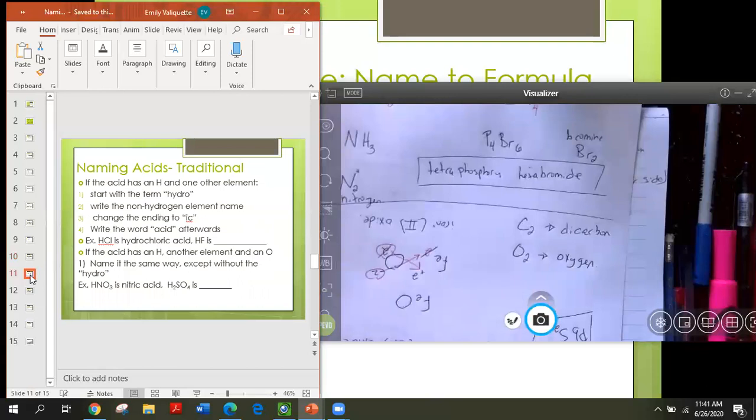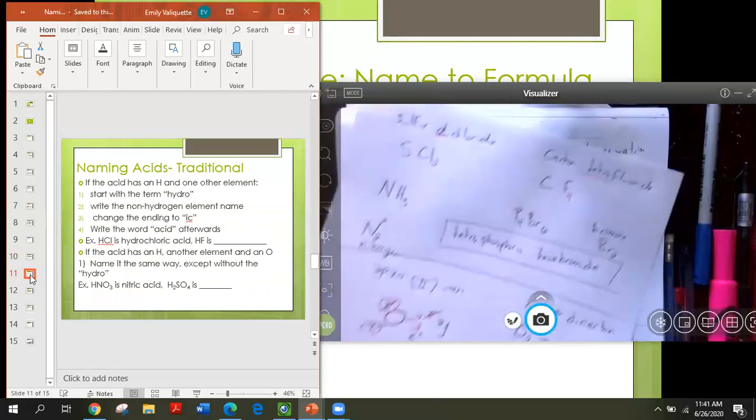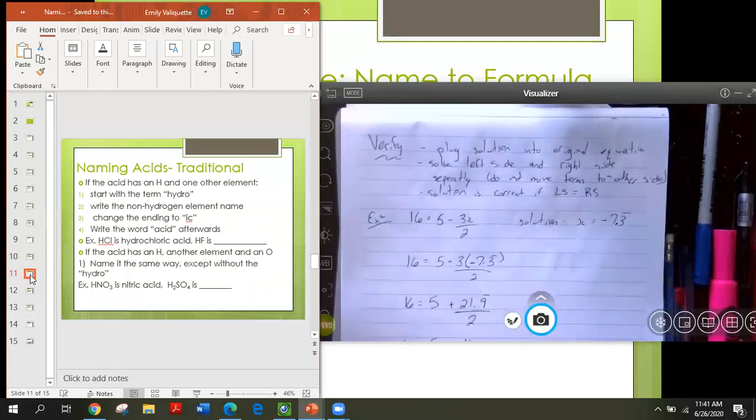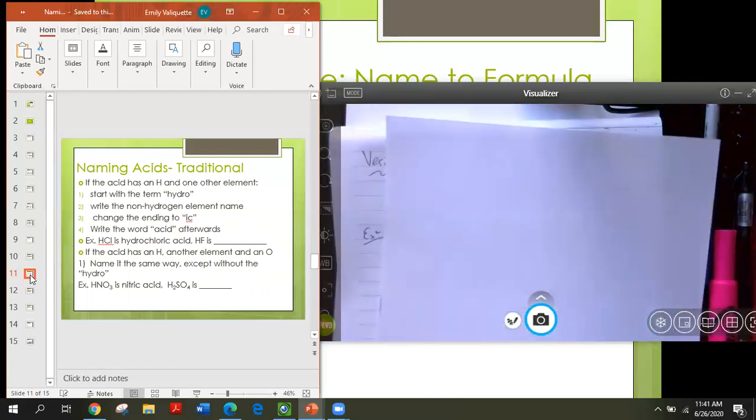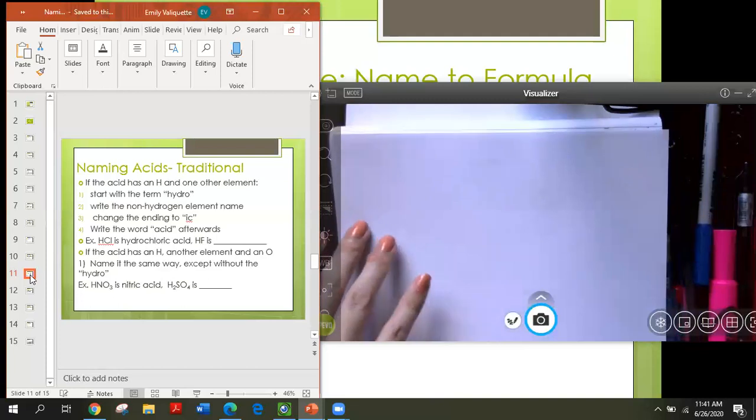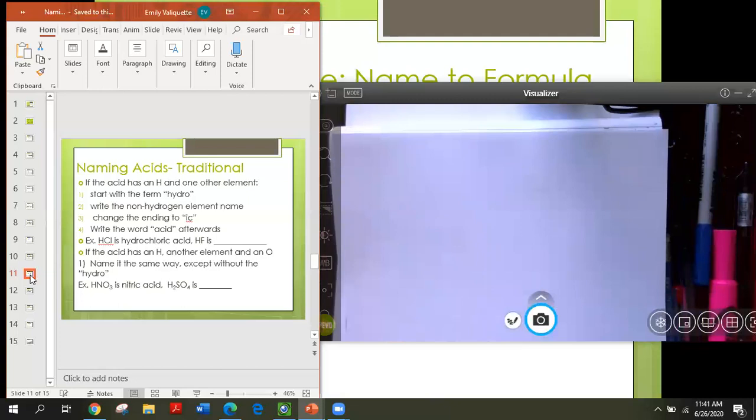Okay, naming acids. Next year, we're going to learn a bunch of different ways of naming acids. This year, we're just going to use the traditional way of naming acids. First of all, you identify an acid because it starts with the letter H. All acids will start with the letter H. You're then going to write the word hydro in order to reflect that H that's there. Then you're going to write the other element's name, change the ending to ic instead of ide, and then write the word acid.